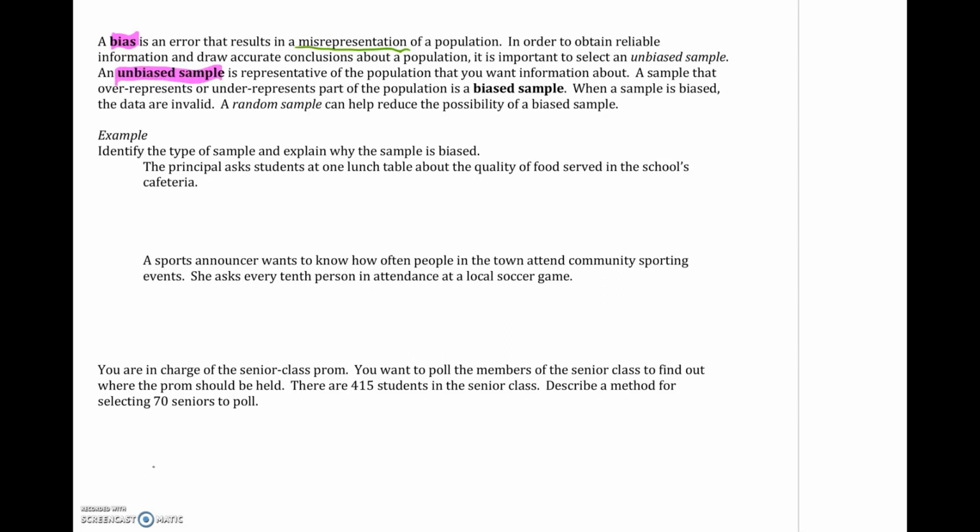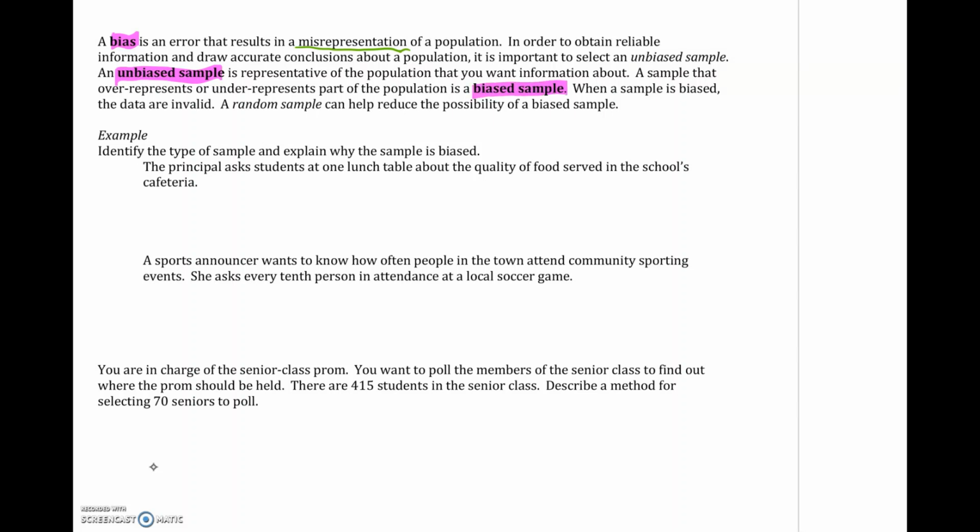So an unbiased sample is representative of the entire population. So going back to, right, a high school, instead of picking only ninth graders, you're going to pick a good chunk of 9th, 10th, 11th, and 12th graders, right, to kind of represent the entire population of your school. Okay? So a sample that overrepresents or underrepresents a population is called a biased sample. So kind of going back to what we were saying before. And we want to avoid that.